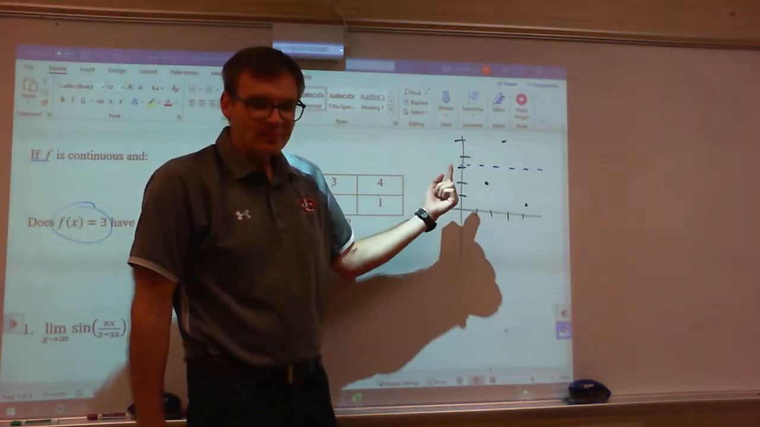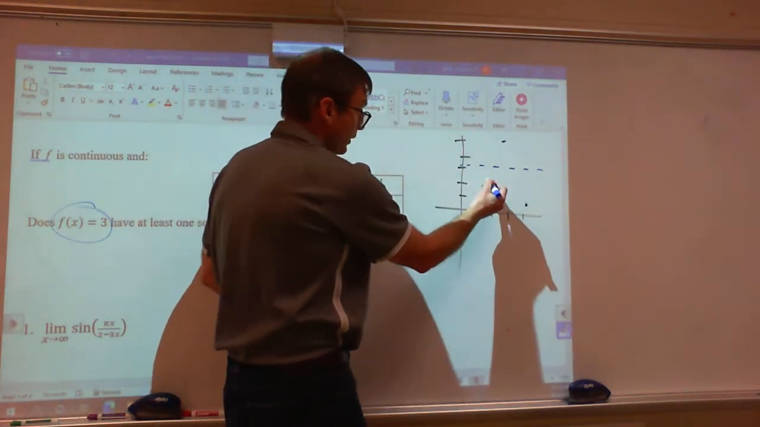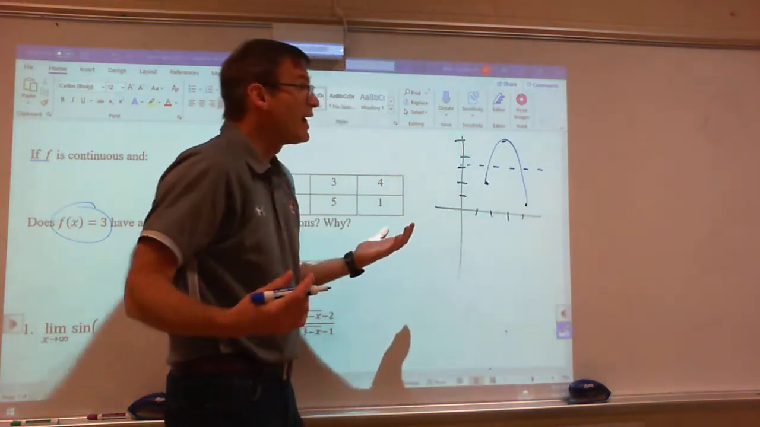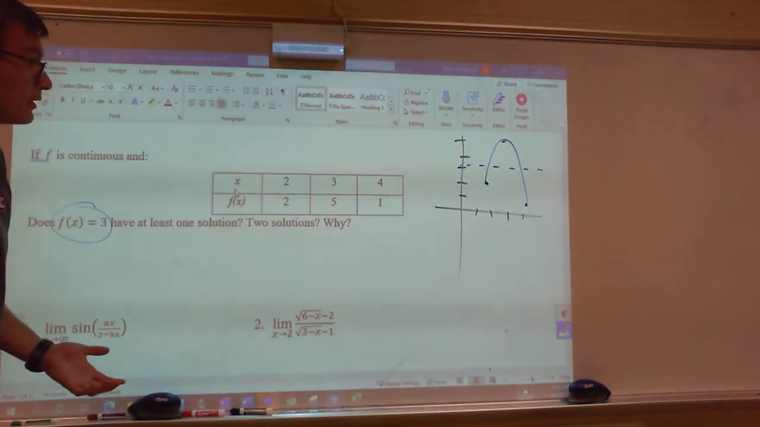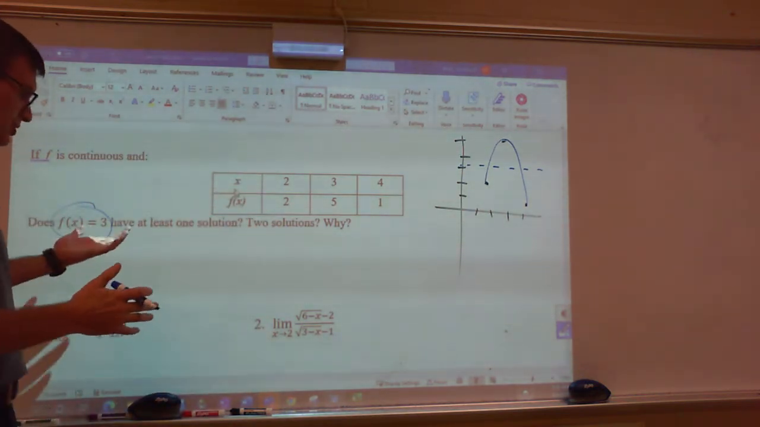All right. So now if you got to connect the dots, you say, well, okay, it's got to go up, it's got to go down. All right. It has to cross at least twice. But you have to be able to interpret your picture, which I think is kind of interesting.